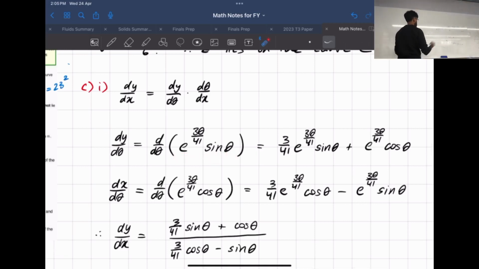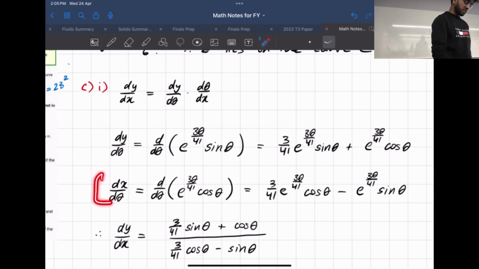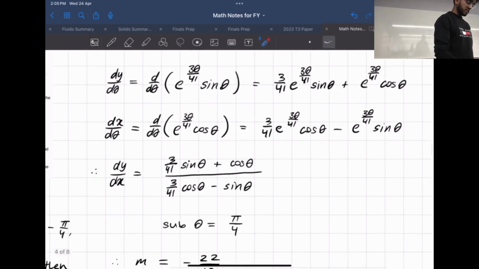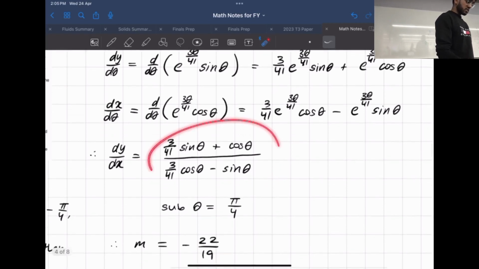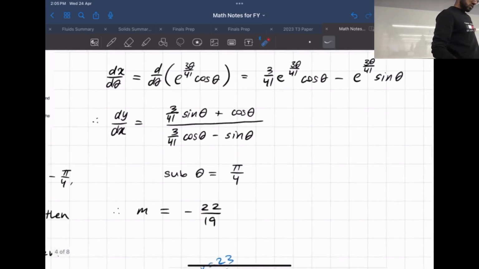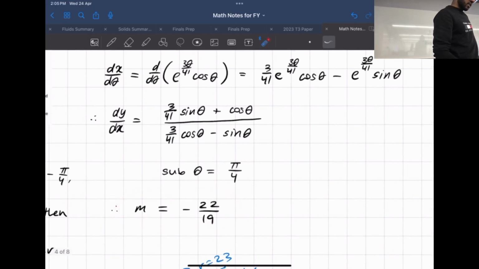If our r wasn't in terms of theta, then dx on d theta, we can't do that, okay? Because our r is in terms of theta as well. Then we have dx on d theta. Just divide both of them, you get something like this. You might get something that looks a bit more disgusting, but this is what I got, okay? After you get this, they've told us theta is pi on 4, and after you sub it in, you get m is equal to this.